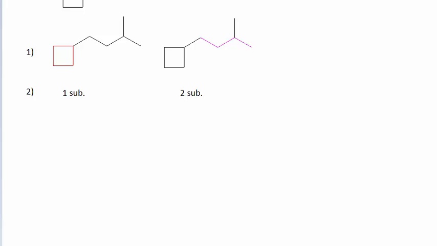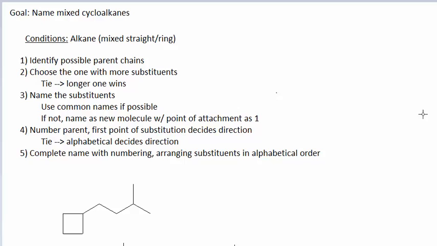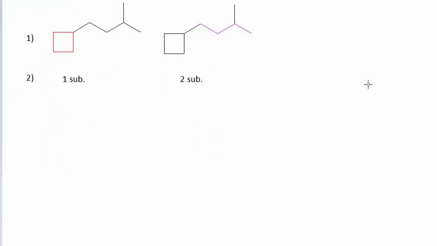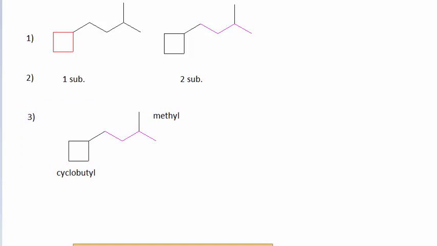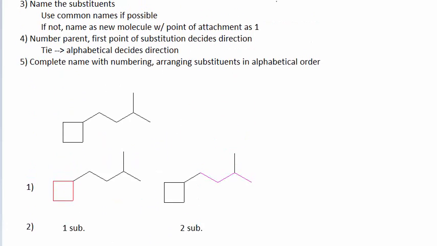The third part of our strategy says, name the substituents. So we want to name this and we want to name this. Well, this is rather simple because we know this is just a simple cyclobutyl group and this is a methyl group. So we've now named the substituents. All right, the next thing we need to do is number our longest chain. So are we going to go 1, 2, 3, 4, or are we going to go 1, 2, 3, 4? Are we going left to right or right to left?